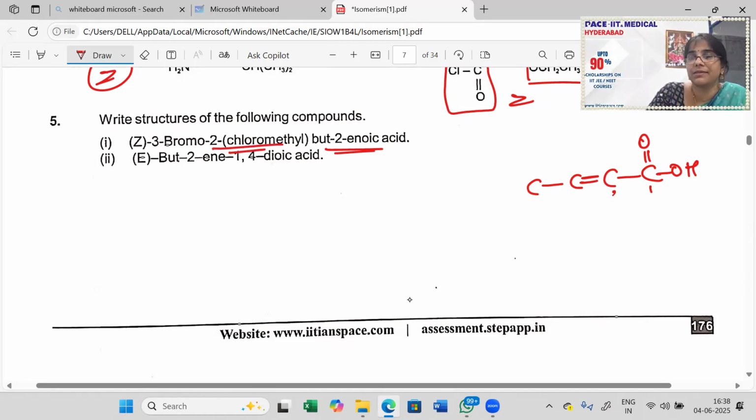This is 1, this is 2. On the second position, I have chloromethyl, methyl with a chloro group. So C carbon with a chloro group. And on the third position, I have my bromo group. Okay, so the third position is bromo. Now this is my structure.